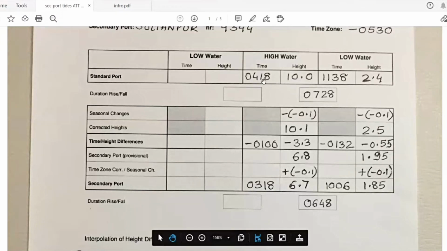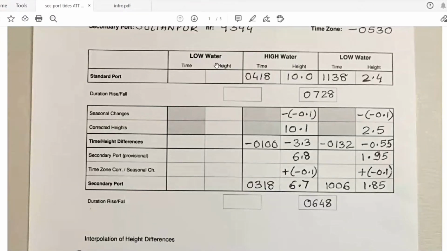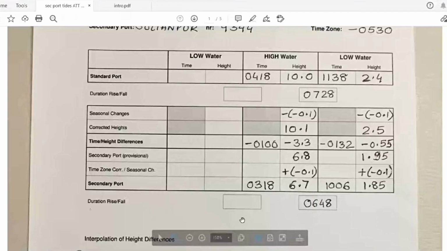If, suppose, instead of high water 418 it was low water, then you'd have started from here, low water, and then you write here. So you have to write in the box which is between the two. Either between the first low water and high water, in that first box, or in the second column, high water to low water, in the second box.